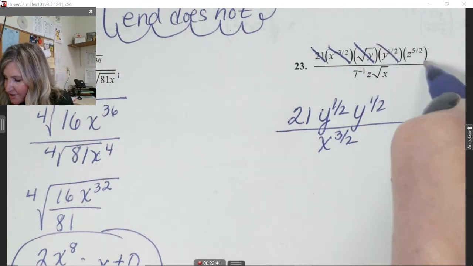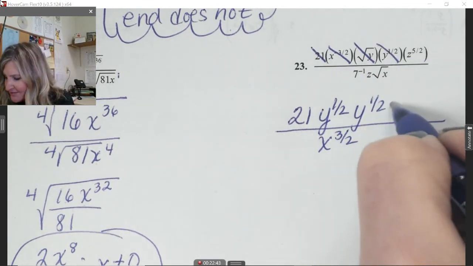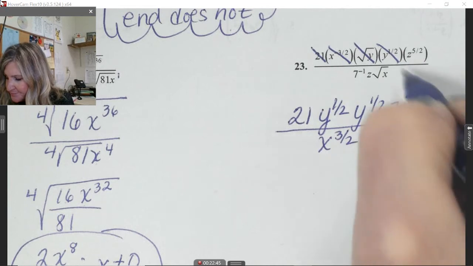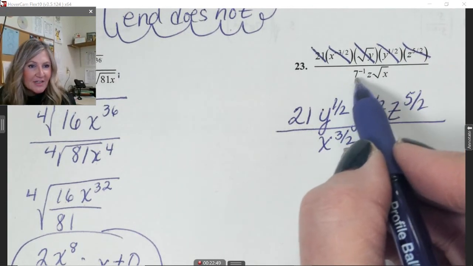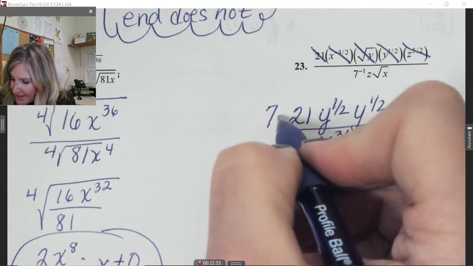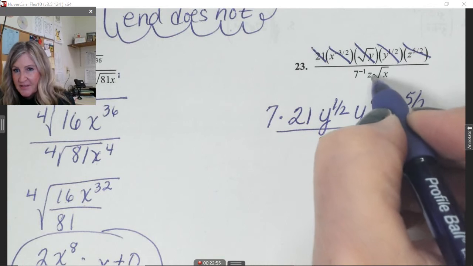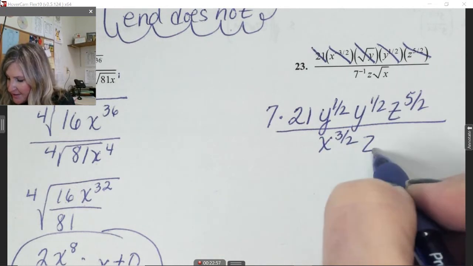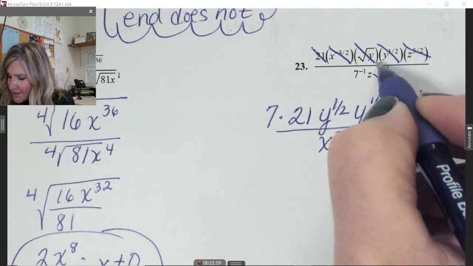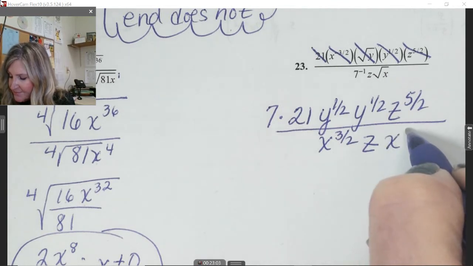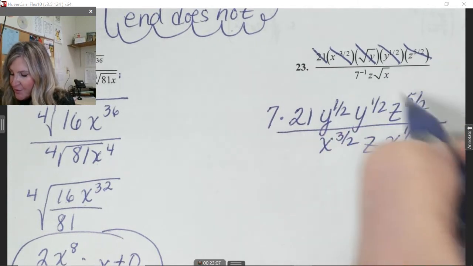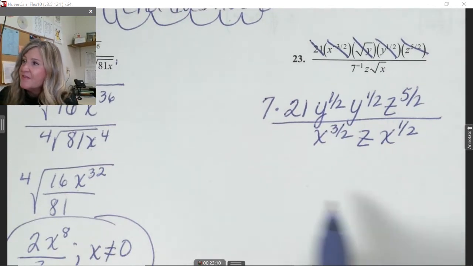Cross it out as you go. Z to the 5/2 stays where it is. What about 7 to the negative 1? Where's that going to have to go? Up to the top to make it a positive. Z is going to stay where it is. And then how do I write the square root of x? X to the what? 1/2, guys. Square root of x is x to the 1/2.